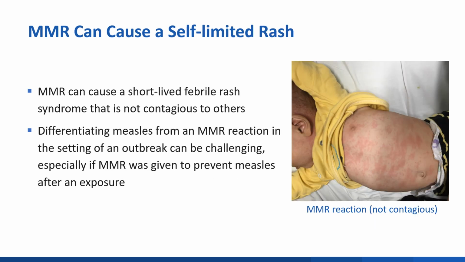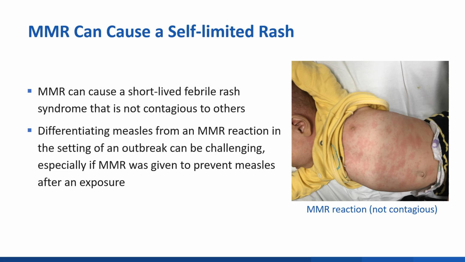So one thing to highlight here is that MMR itself can cause a self-limited rash, which is not contagious to others, and which is generally shorter in duration than the rash caused by wild-type measles infection. The photo on the right, which was a rash that was confirmed by testing to be a reaction to the MMR vaccine, shows that in some cases this rash can be indistinguishable from the rash of a measles infection. Rashes that mimic measles after MMR are pretty rare, but worth knowing about, and management of a vaccine-associated rash really doesn't require anything other than supportive care.